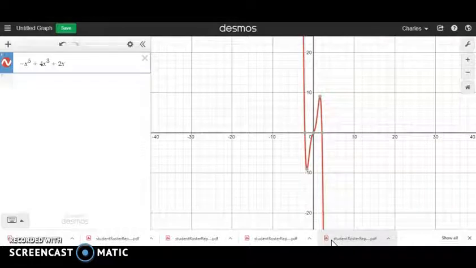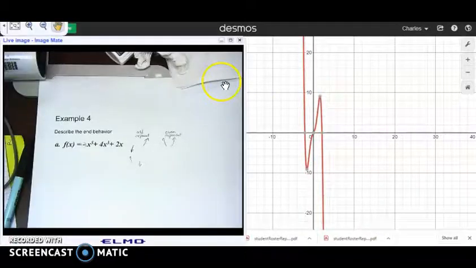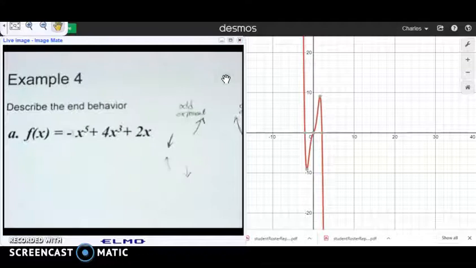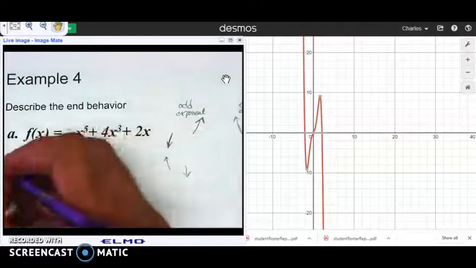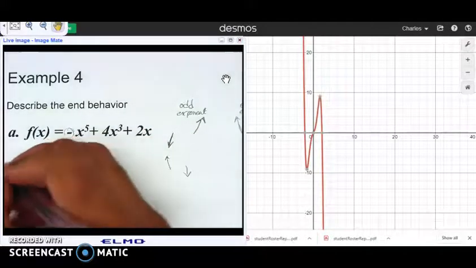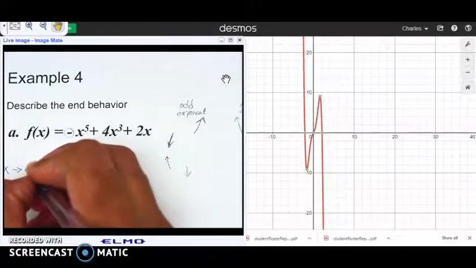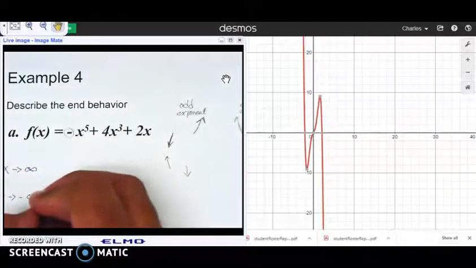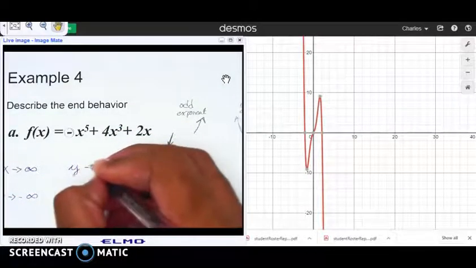Okay, so with that, let's talk about what's going on. Let me pull back up the Elmo, put this off to the side a little bit, and zoom in so you guys can see it even better. Here we're talking about the end behavior, what's going on at the ends of the function. As x approaches positive infinity and as x approaches negative infinity, we're trying to figure out what is happening with our y. Where is it going?